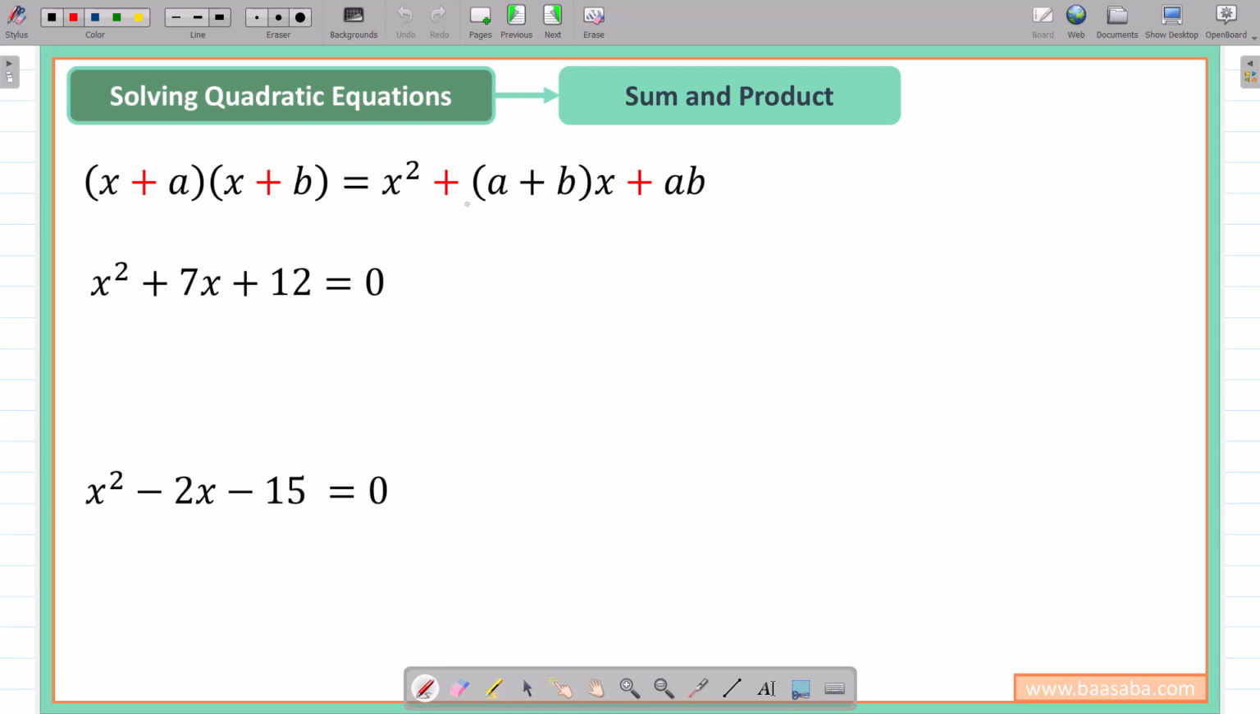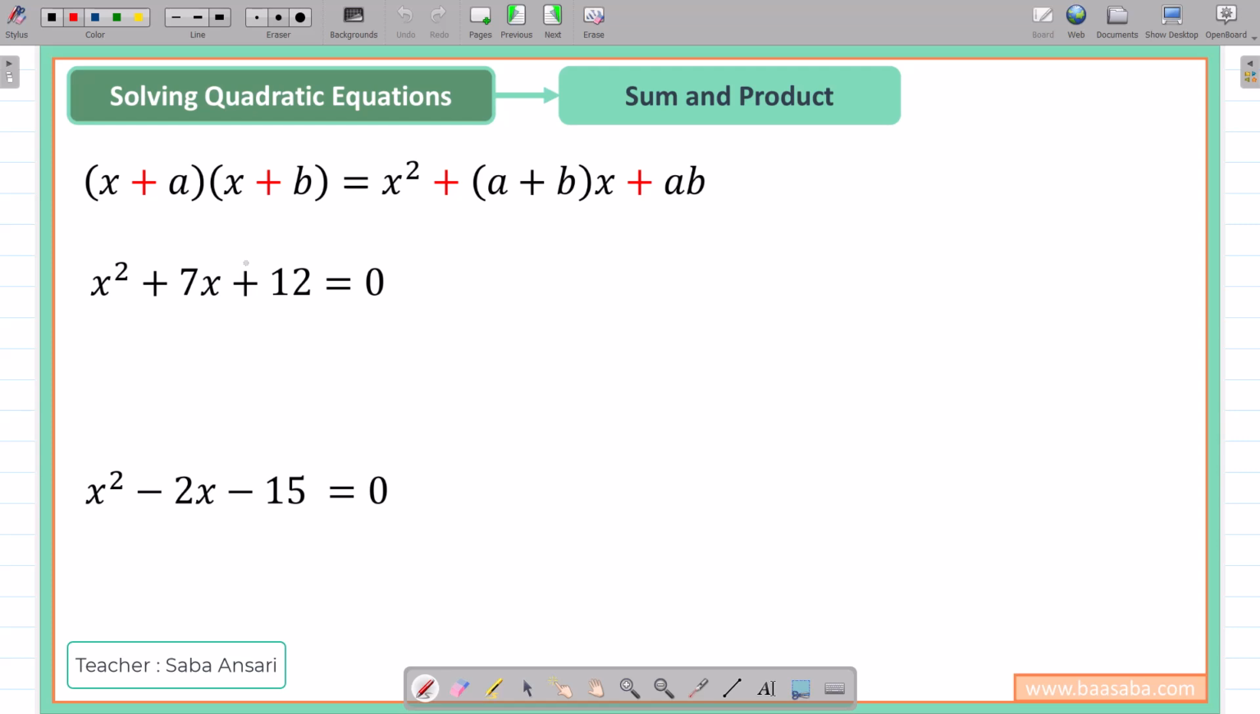On the right side, you can see the first term is x to the power of 2. The second term is the sum of a and b multiplied by x, and the third term is the product of a and b. It may sound confusing, but it's not. It's pretty straightforward, especially when we have all the signs positive.